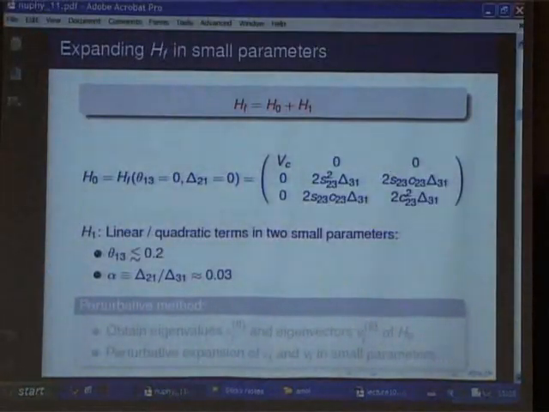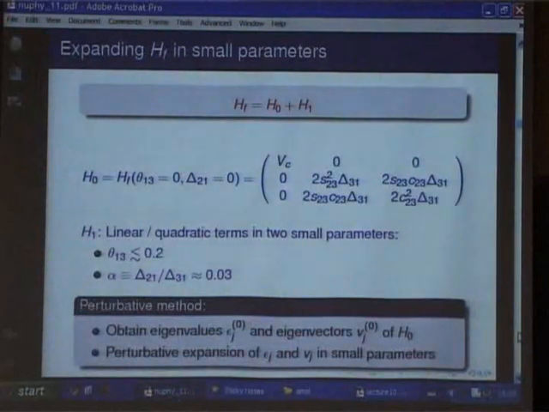So now our aim is the following. You obtain firstly the eigenvalues epsilon j and eigenvectors vj to zeroth order, which we just did. We know what a zeroth order eigenvector is. And the next thing we do is a perturbative expansion in small parameters. Does anyone remember time independent perturbation theory? Quantum mechanics 2, whatever course.